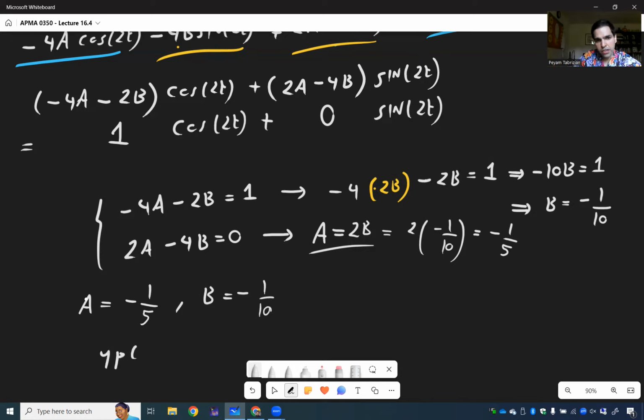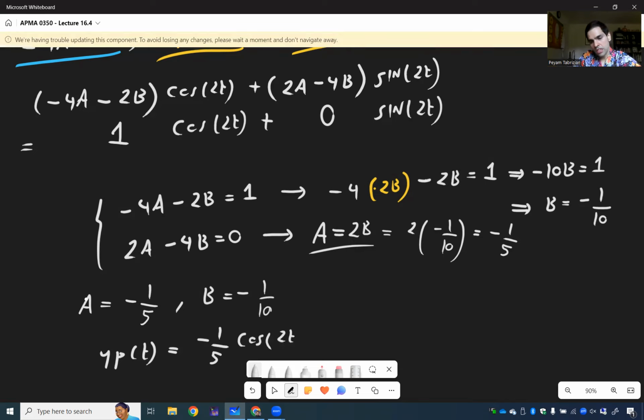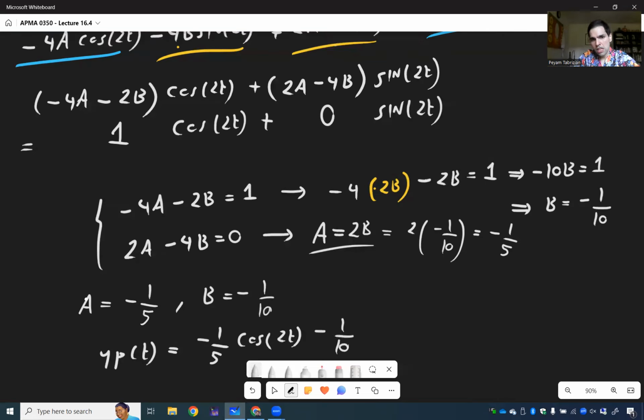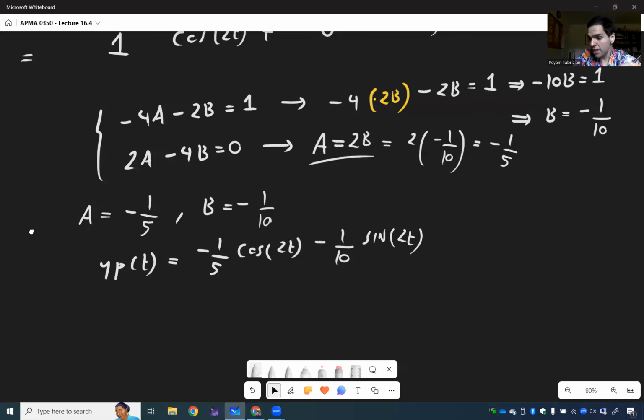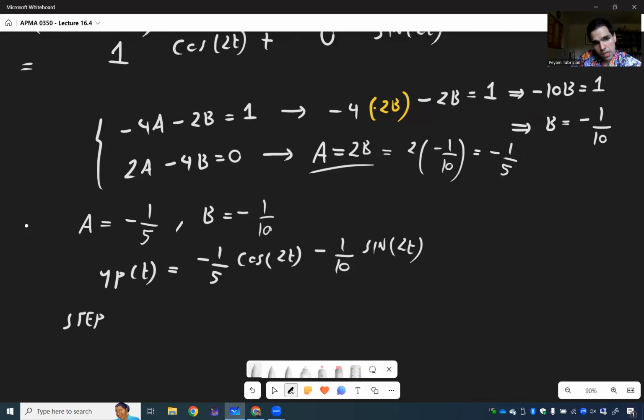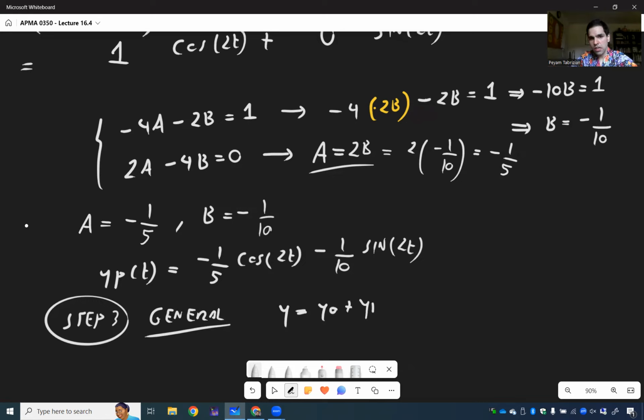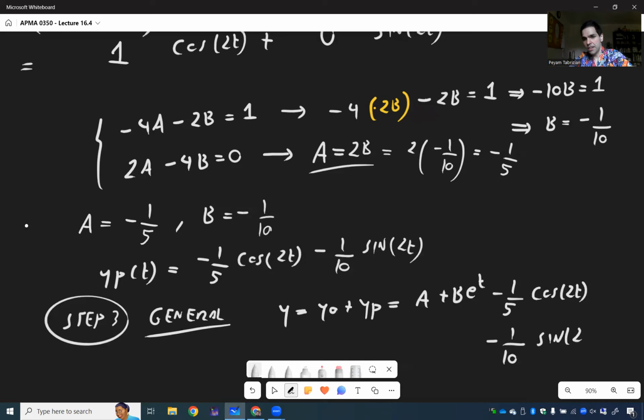Which now gives you the particular solution: minus 1/5 cosine of 2t, and then minus 1/10 sine of 2t. And then, as usual, for the general solution, you just add the homogeneous plus the particular solution. So you get a plus b e to the t. That's what we got from step 1. And then now we have minus 1/5 cosine of 2t minus 1/10 sine of 2t.